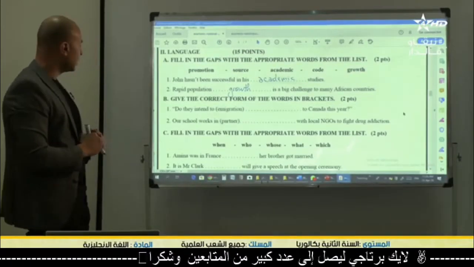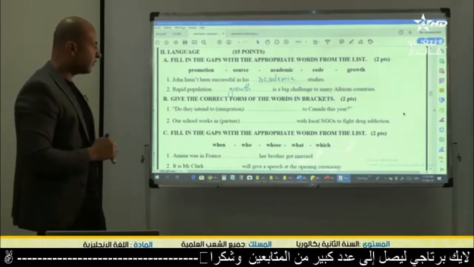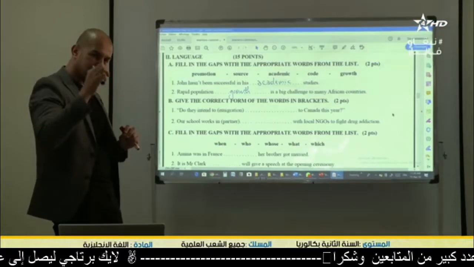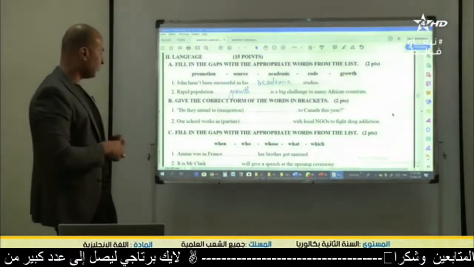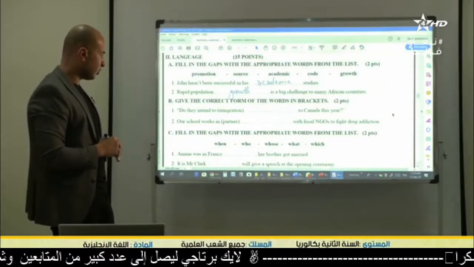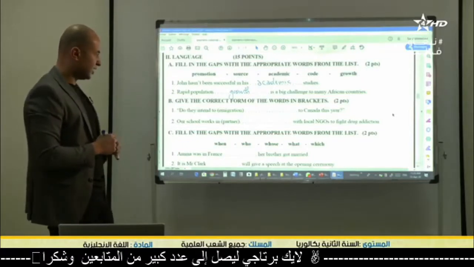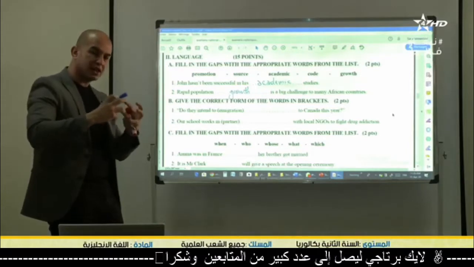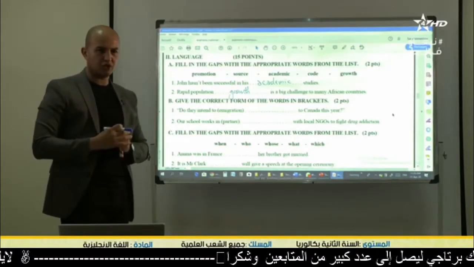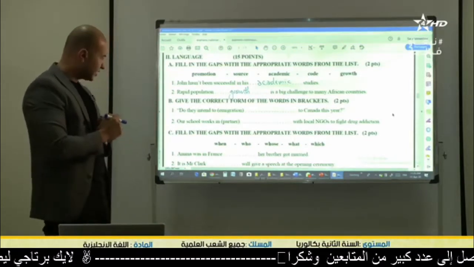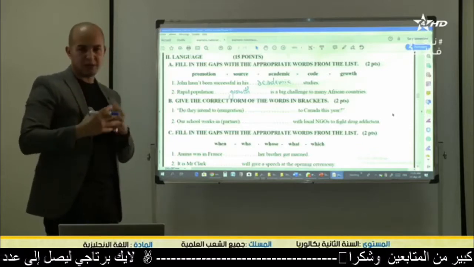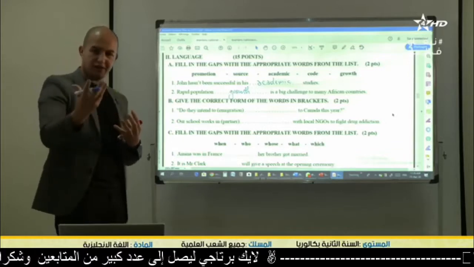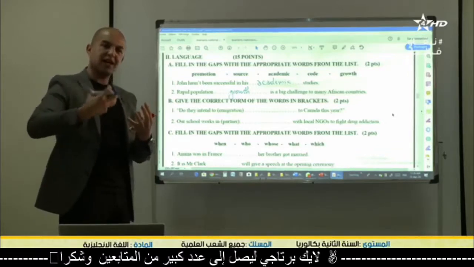I read, give the correct form of the words in brackets. Give the right form of the words between brackets. Which lesson is this, when you have to put the words in the correct form? Try to remember. It's the lesson of word formation, how words are formed. And in this lesson, you have studied the prefix and the suffix.